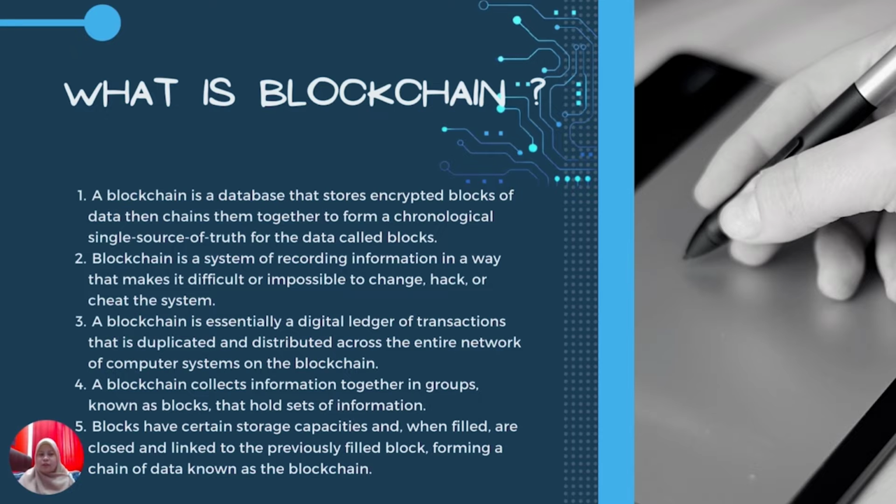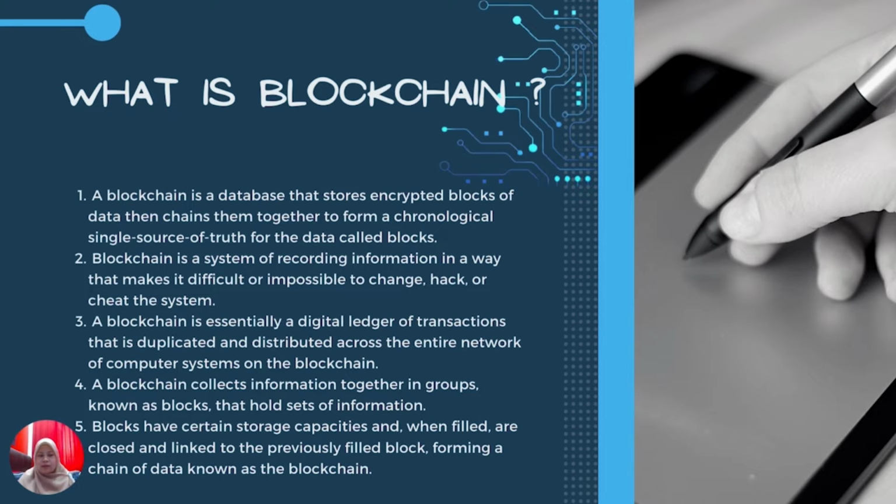First, a blockchain is a database that stores encrypted blocks of data, then chains them together to form a chronological single source of truth for the data, called blocks. Second, blockchain is a system of recording information in a way that makes it difficult or impossible to change, hack, or cheat the system. Third, a blockchain is essentially a digital ledger of transactions that is duplicated and distributed across the entire network of computer systems on the blockchain.